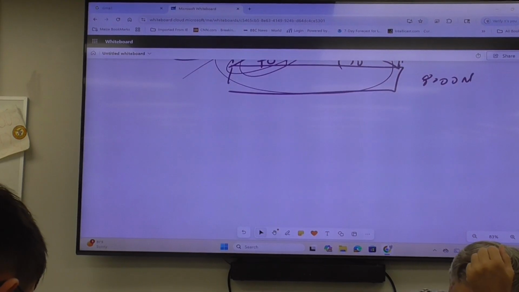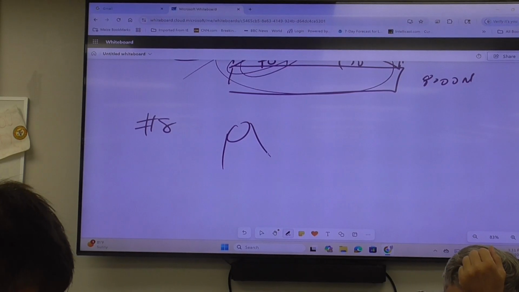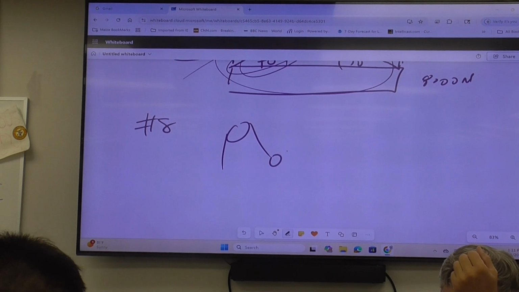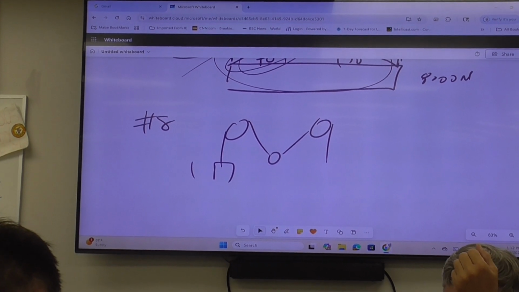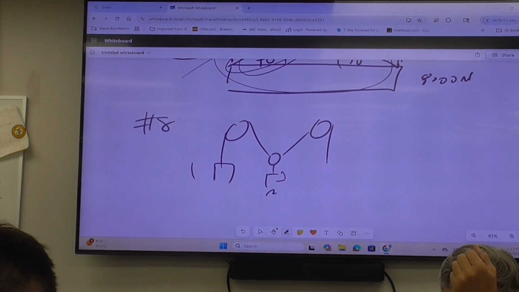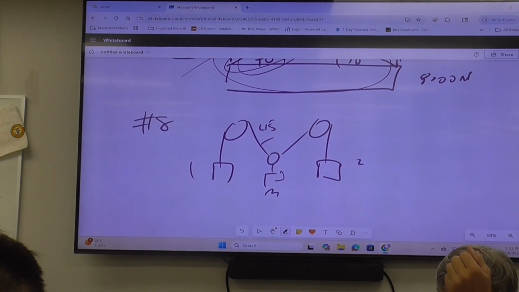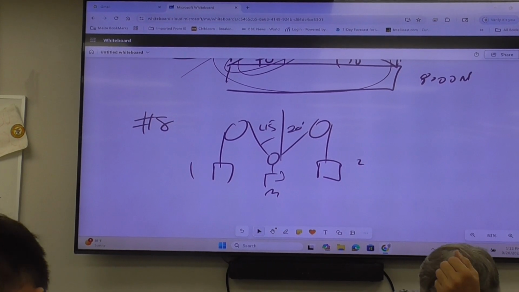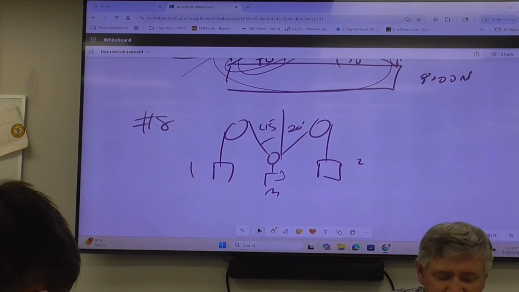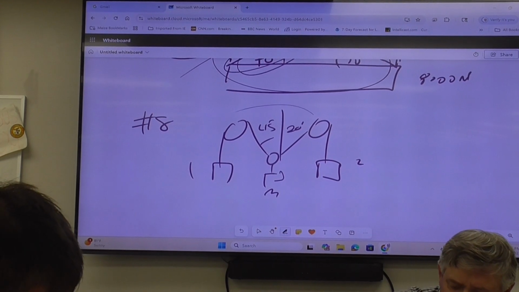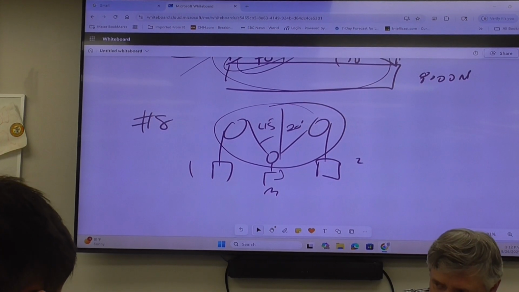Now the last problem, number 8. Number 8, conceptually, is the exact same as number 6. It is literally the exact same idea. There's 1, there's 3, there's 2, and this is a 45-degree angle, and that's a 20-degree. So, here's the story. The system is in equilibrium. Y's add up to Y's, X's cancel each other out.